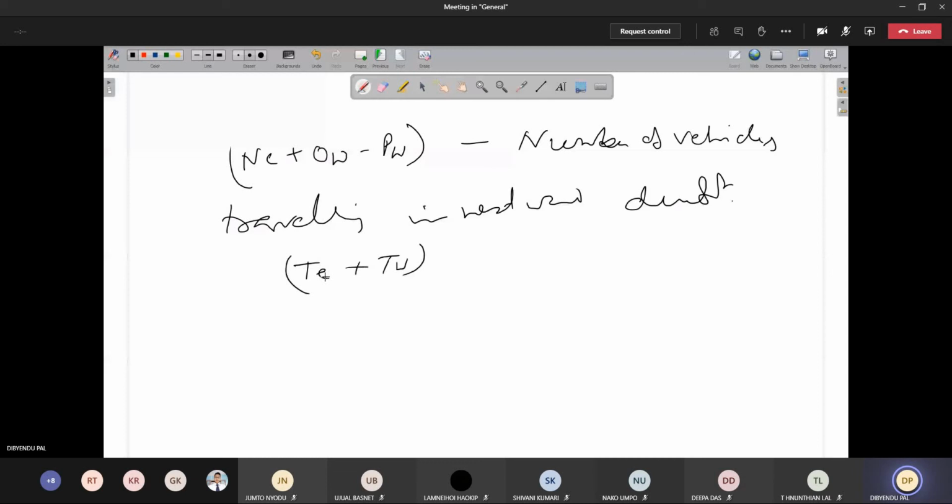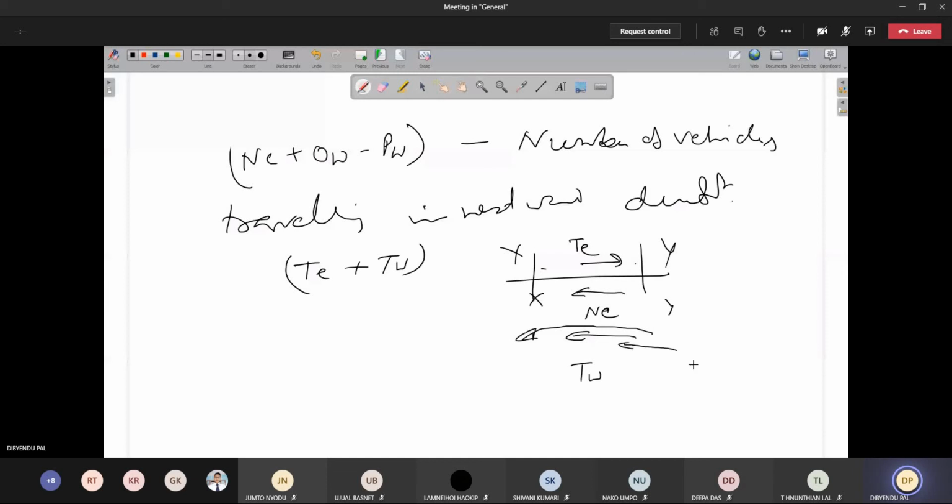Okay, T plus TW. How was it? Because what was the T? T was the time the vehicle has taken while going from XX to YY. During this time, the total number of vehicles that has crossed this section was NE. And TW is the time when the test vehicle is also moving from YY to XX, and the total number of vehicles that has overtaken the test vehicle, and the total number of vehicles the test vehicle has overtaken. Okay, so this is the situation.